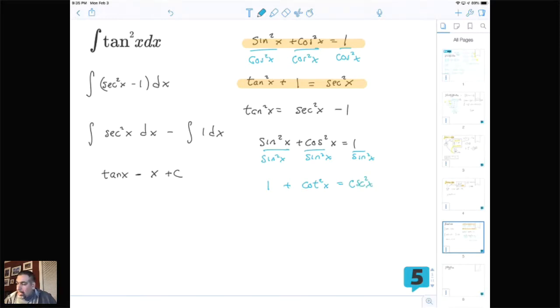And just like in the tangent squared problem, tangent squared does not have an easy integral directly, but secant squared does. If you're ever trying to integrate cotangent squared, again, not a straightforward integral, but cosecant squared does have a straightforward integral. So it's a good trade for you to make.